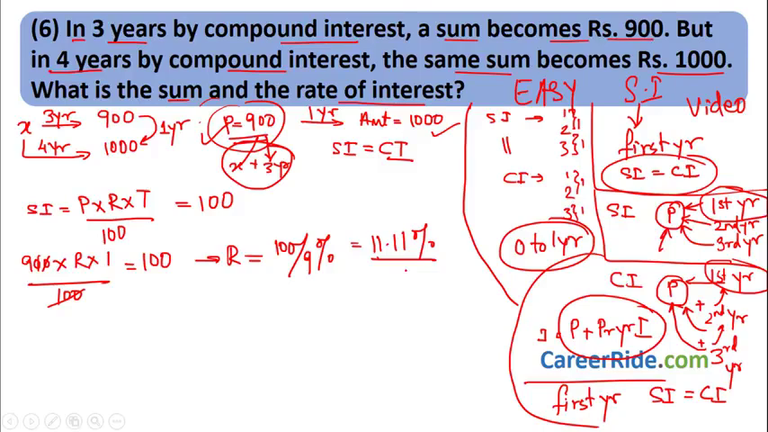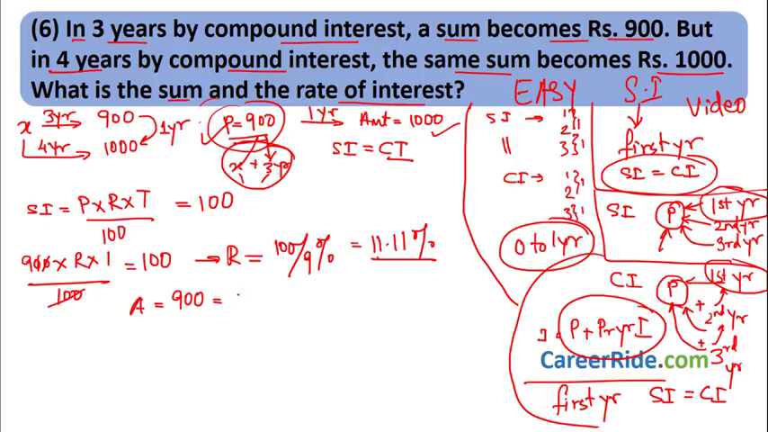Now we have found out the rate of interest. We have to find the sum. Now what have they given? In 3 years by compound interest, a sum becomes 900. So the amount which is there after 3 years is 900. Just like we saw over here, that is the original amount plus 3 year compound interest. So amount after 3 years is 900.